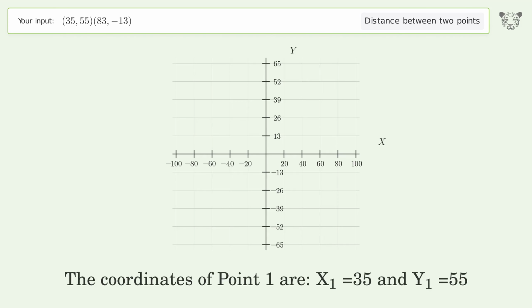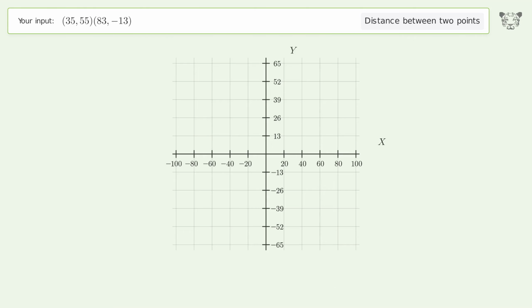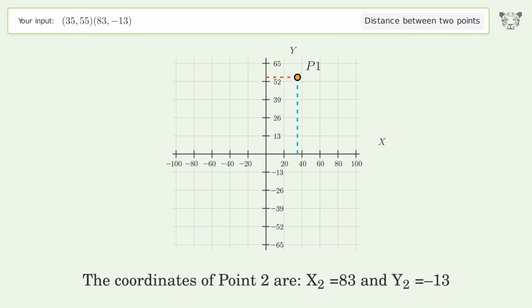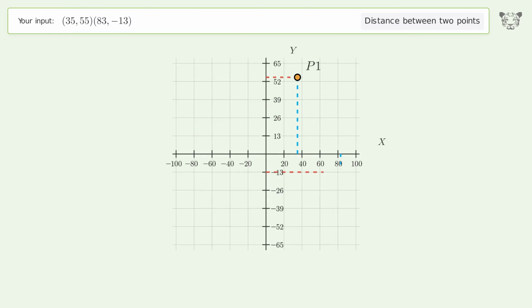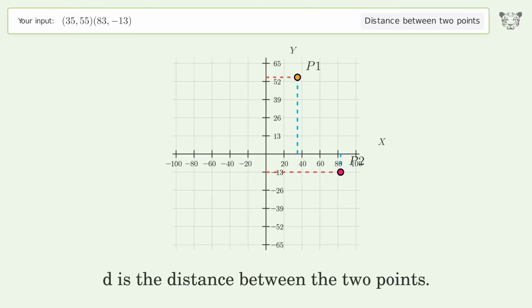The coordinates of point 1 are x1 equals 35 and y1 equals 55. The coordinates of point 2 are x2 equals 83 and y2 equals negative 13. D is the distance between the 2 points.